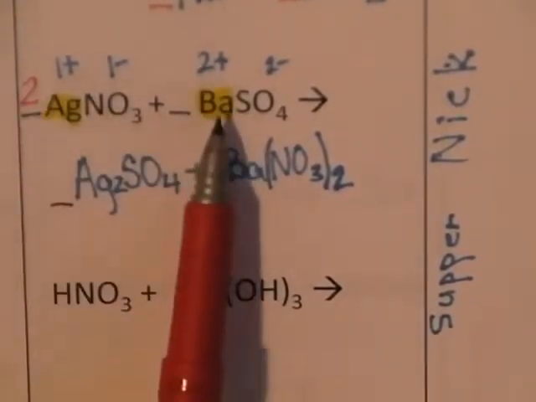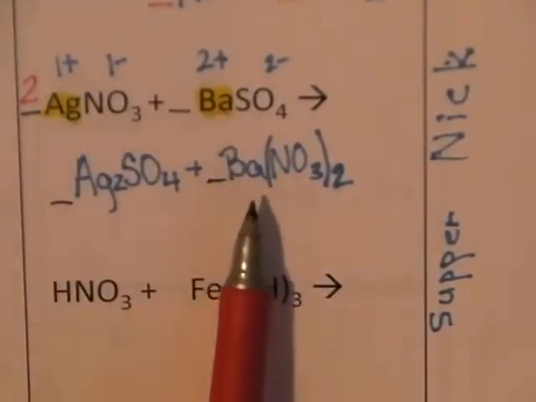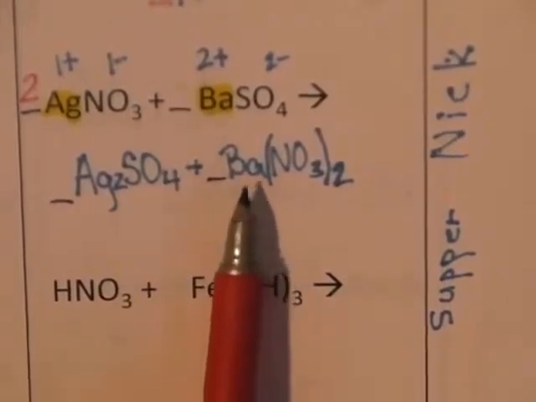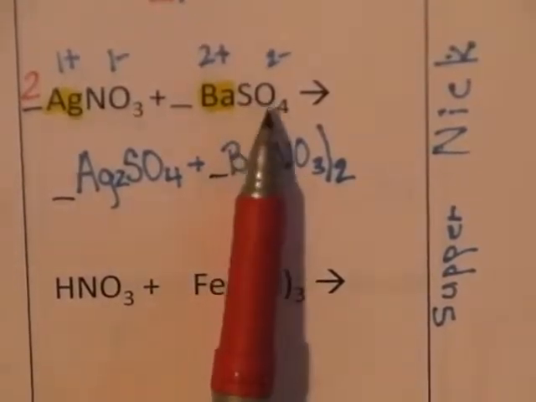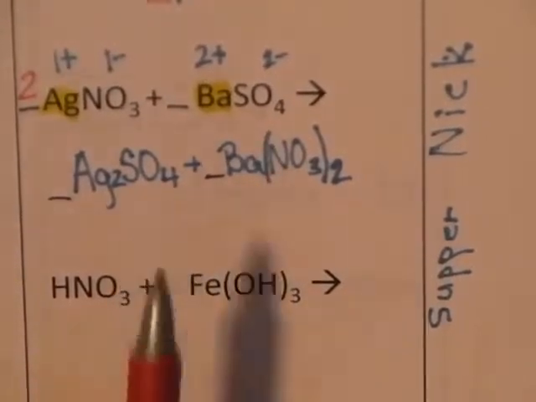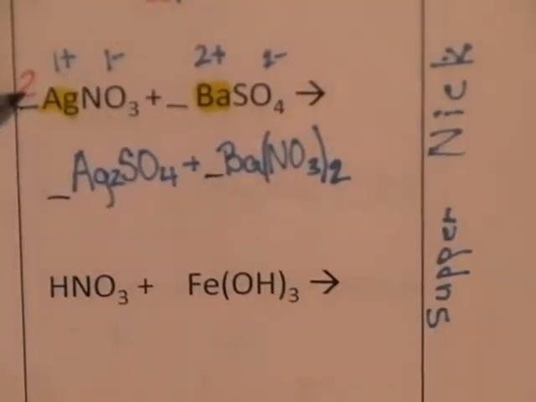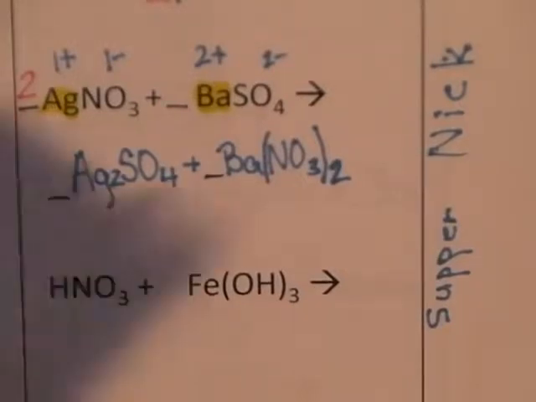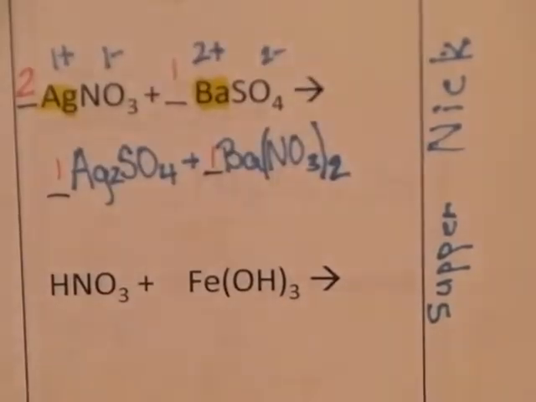Now, how many Ba on this side? Good. 1. And how many on this side? 1. How many SO4s on this side? 1. And how many on this side? 1, right? So that 2 fixed our problem overall. So you can put the 1s in, don't put them in, I don't care. Just know that that 2 is what you would have to add in order to balance everything correctly.